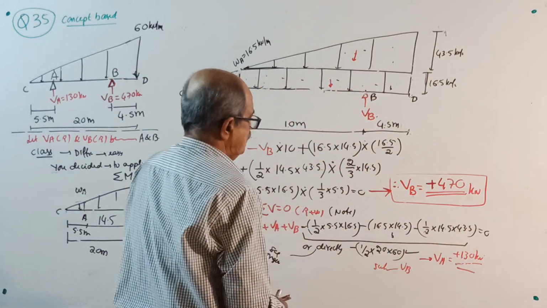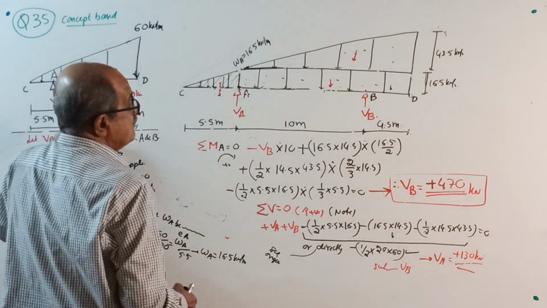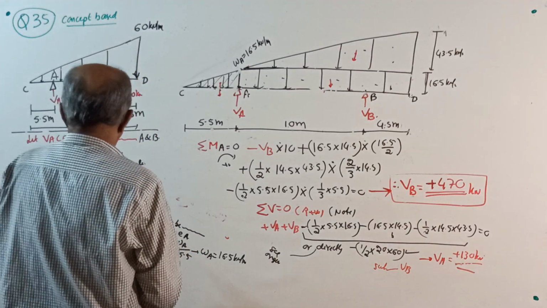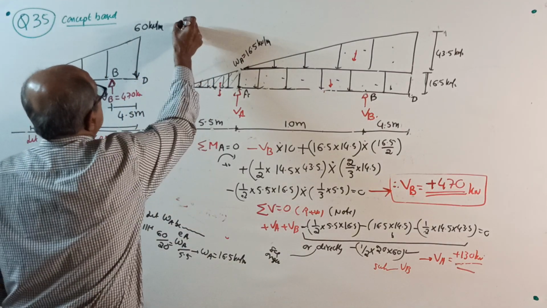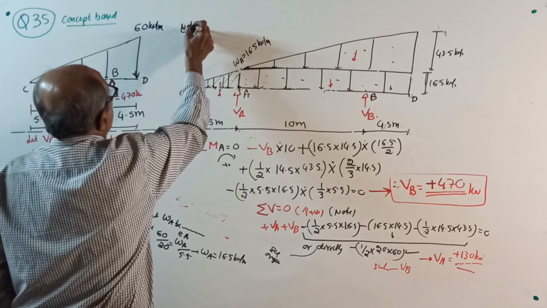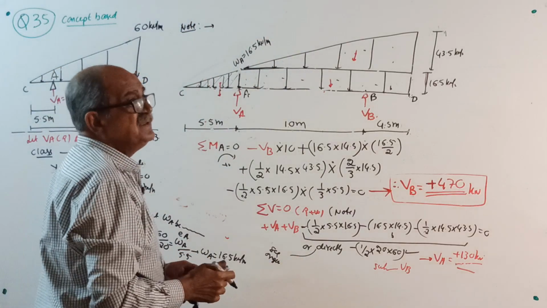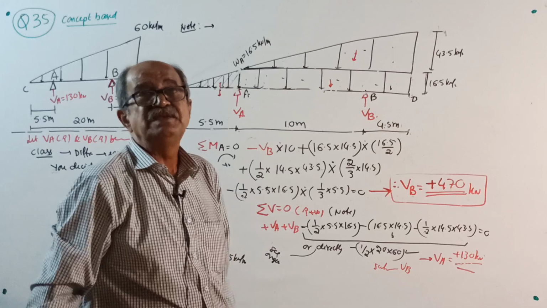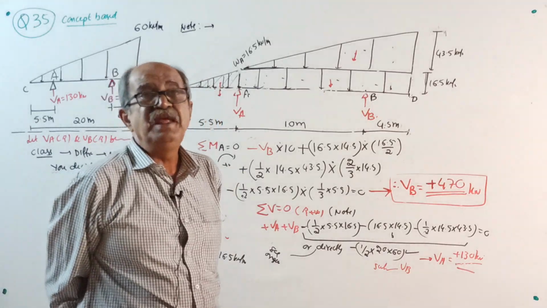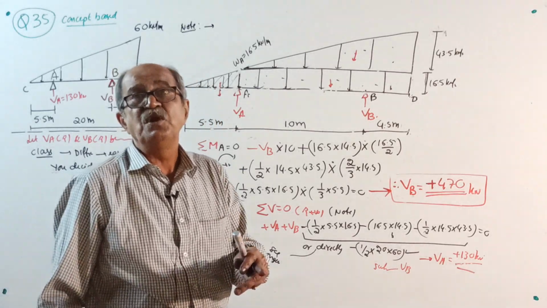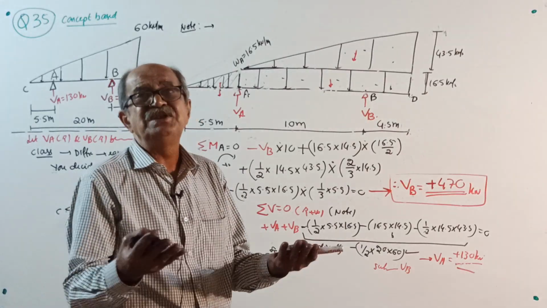130 kilonewton. Okay. Again, same answer. Now, lastly, make a note. We unnecessarily wasted time by splitting. I told you splitting on either side is very helpful for UDL. Why? Not much work.